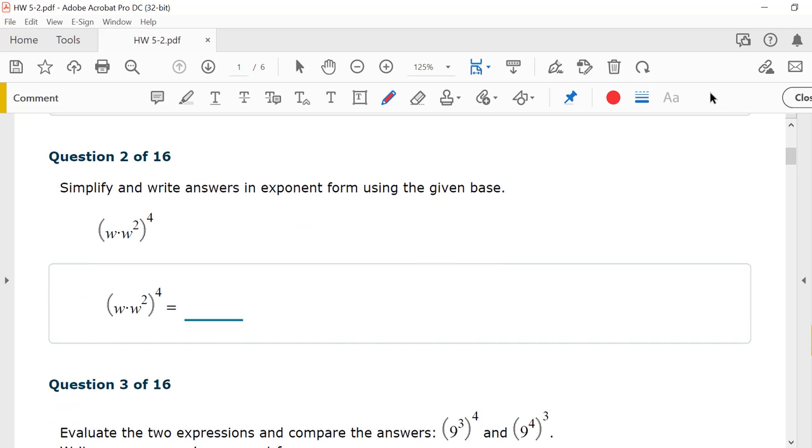Number 2, w times w squared, all to the 4th. Okay, order of operations, you need to do what's in the parentheses first. So w to the 1 times w squared is going to be w to the 1 plus 2, which will be w to the 3rd. Now, w to the 3rd to the 4th, you're going to multiply the exponents. So that's w to the 3 times 4, which is w to the 12th.